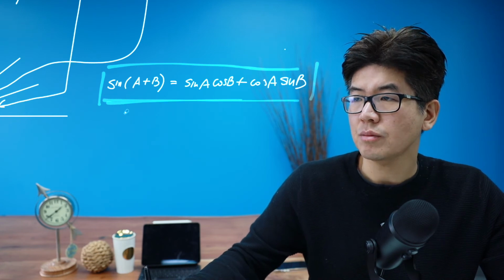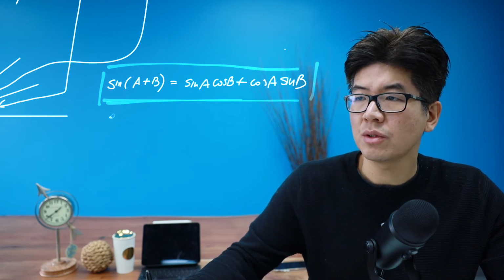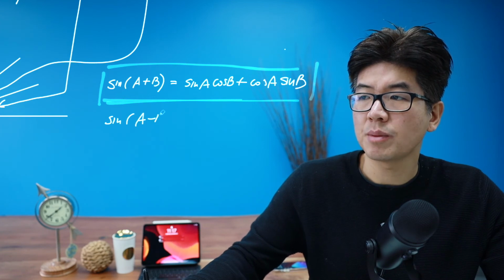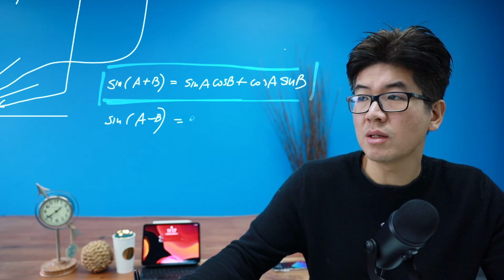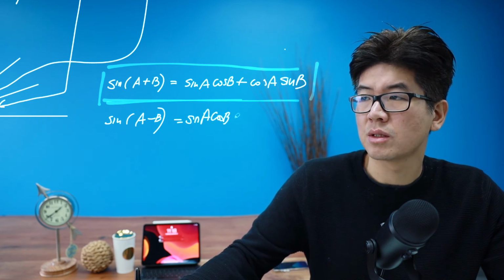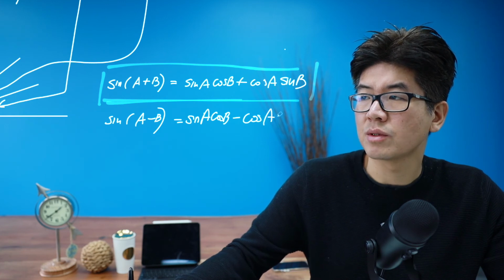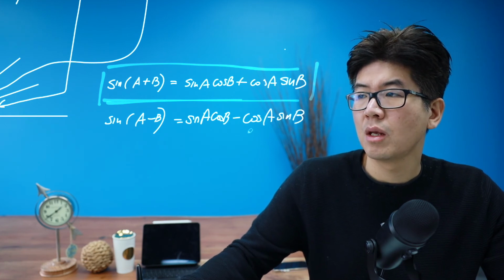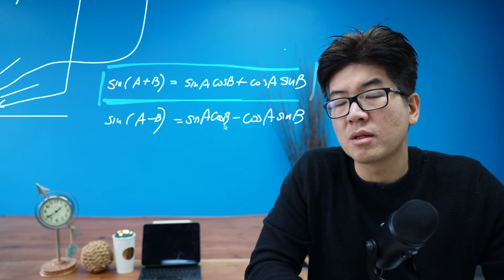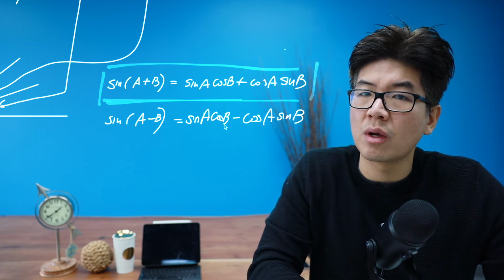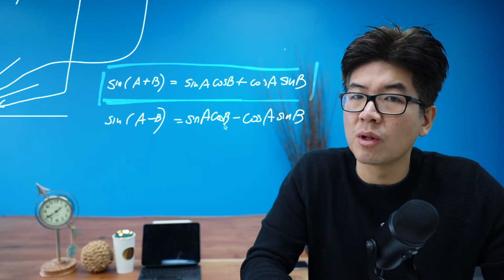There's also the minus version. You have sine of A minus B. The only difference is that this plus is just going to turn to minus. Everything else is exactly the same. Where does this formula come from? That is going to require an in-depth video on the derivation of this formula.